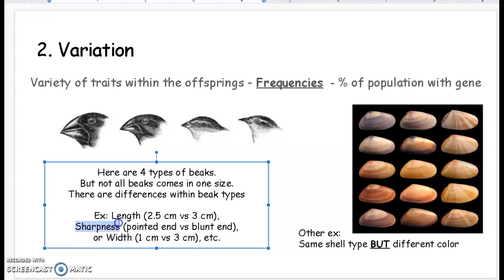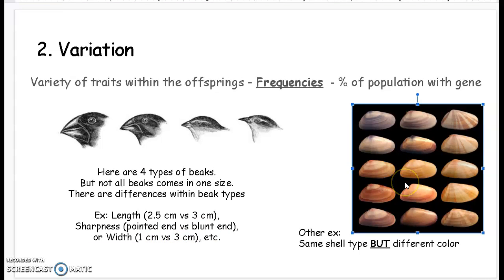Sharpness of a beak, another example. It can be pointed or it can be blunt. Width, 1 centimeter versus 3 centimeters. So size, measurement, even color. Notice in this example, these are all the same shell type, but there is different color on the shell. That is variation. That is a variety. Hence why all offsprings are unique.